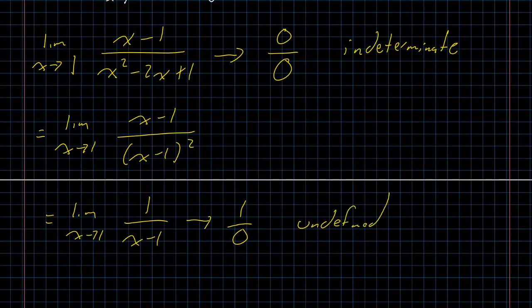And now we end up with, when we plug in x equals 1, an undefined value. And now this is no longer an indeterminate form. This is definitely a problem point on the function. We can conclude that this limit does not exist.